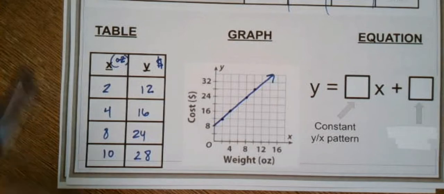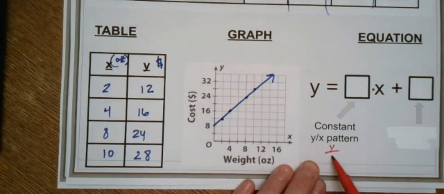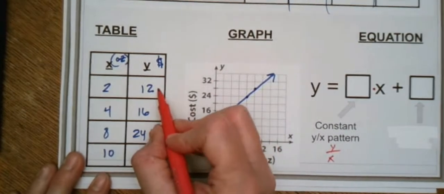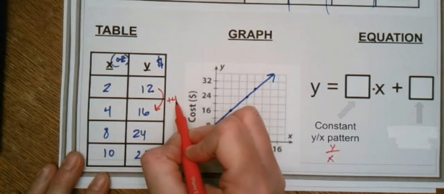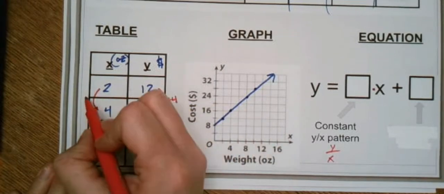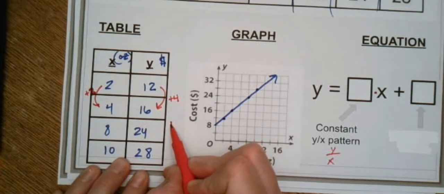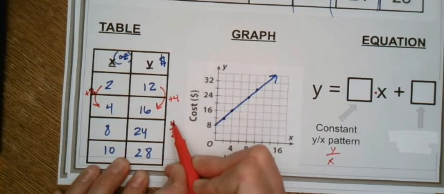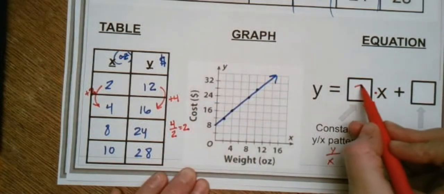But I'm going to show you again that quick trick that will always, always work. To find the multiplier, the number we multiply by, we just look for the y over x pattern. So what is it going up by in the y? It looks like we're going up by 4. And what are we going up by in the x? We're going up by 2. So the ratio of y over x would be 4 over 2, which simplifies to 2. That's your multiplier. So I'm going to put it right over here.